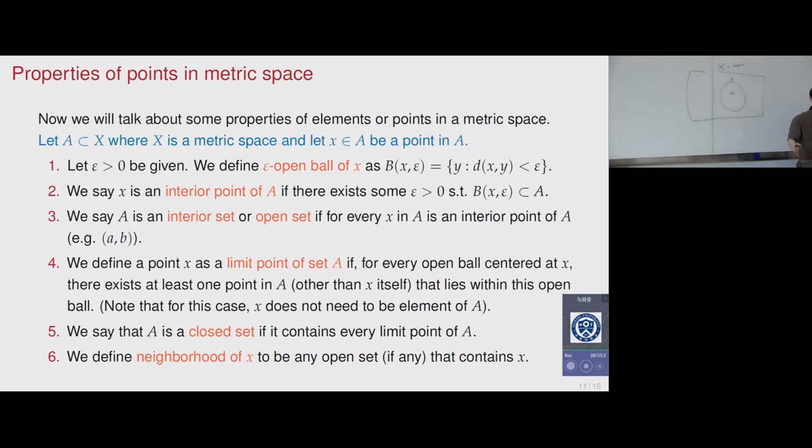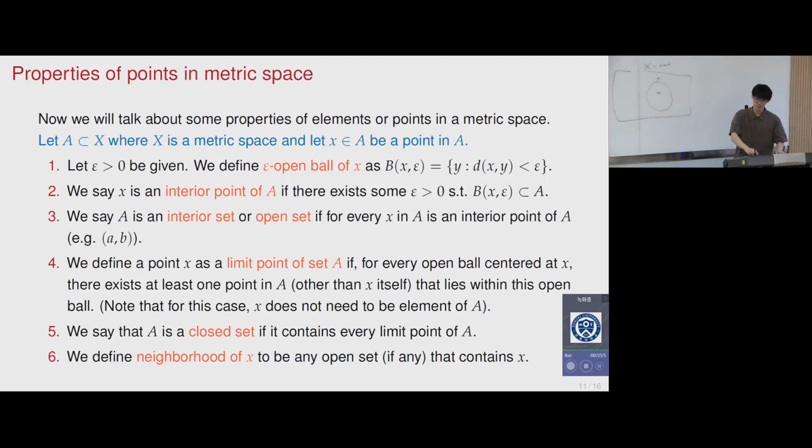We again have epsilon, our nice friend. So we have an epsilon, some positive epsilon, and we define the epsilon open ball of X as this. So what does this mean? If you closely look at the definition, what you can see is that the epsilon open ball is basically the set of all elements where the distance is smaller than epsilon.